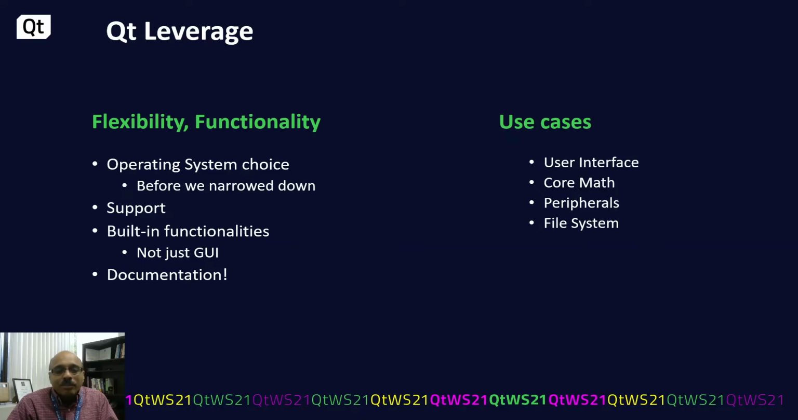Oftentimes when I was interviewing candidates, they would ask, so you use Qt for GUI or graphical user interface? And I would tell them, no, we use it way more than graphical user interface. And we are going to look at some of the actual real world examples. Apart from user interface, we are going to look at some core math functions that we use, how we communicate with peripherals, and even with the file system. Now, one thing I really like about Qt is the documentation and how easily it is available online.